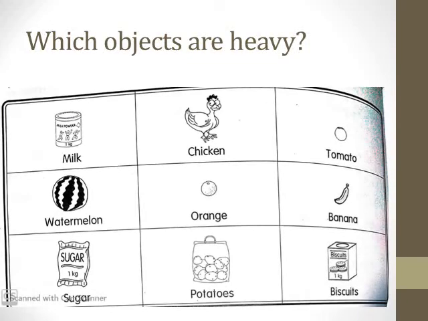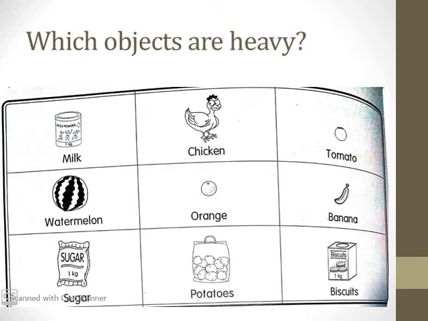Here we have a picture, and you can find it on your screen. There are different objects in the picture: milk, chicken, tomato, watermelon, orange, banana, sugar, a pack of potatoes, and biscuit. Can you tell me which objects are heavy?